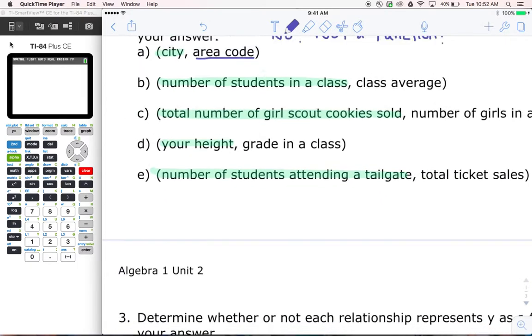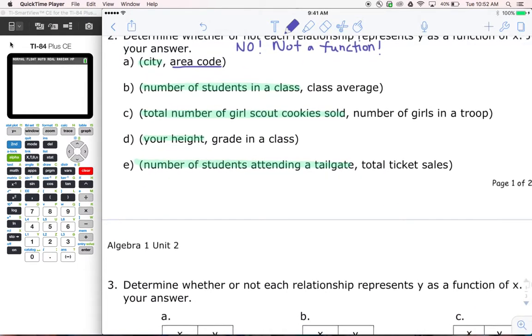Problem B, the number of students in a class and the class average. Maybe a random example: if I have 10 students in the class, does that mean I'm going to get a class average of 90%? No, there's really not even a relationship here. So we're going to say not a function. For this one, I'm going to say just no relationship. It's not even a relation. Number of students in a class does not affect the class average typically.